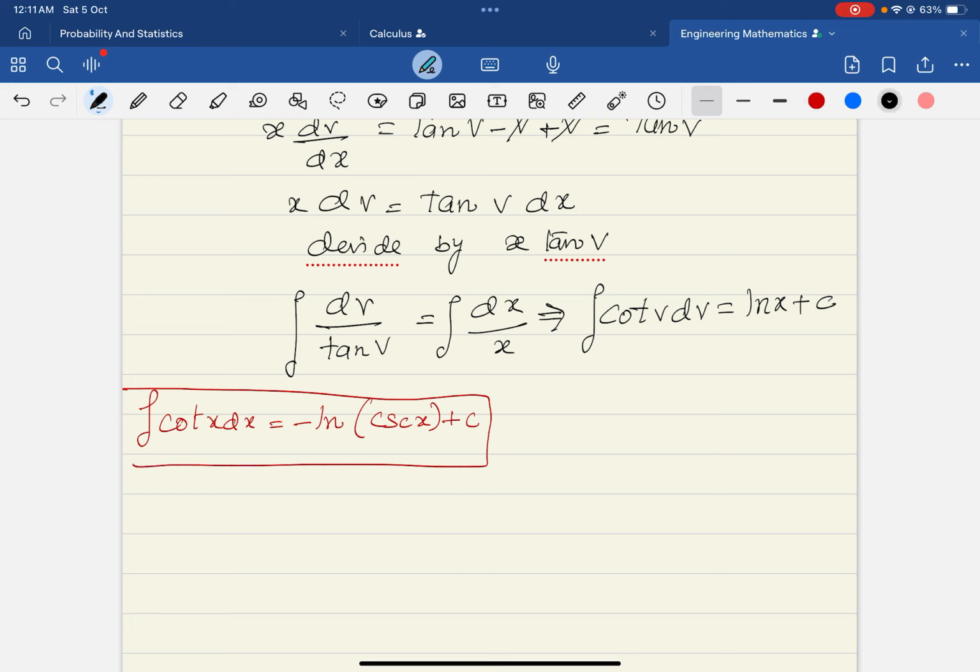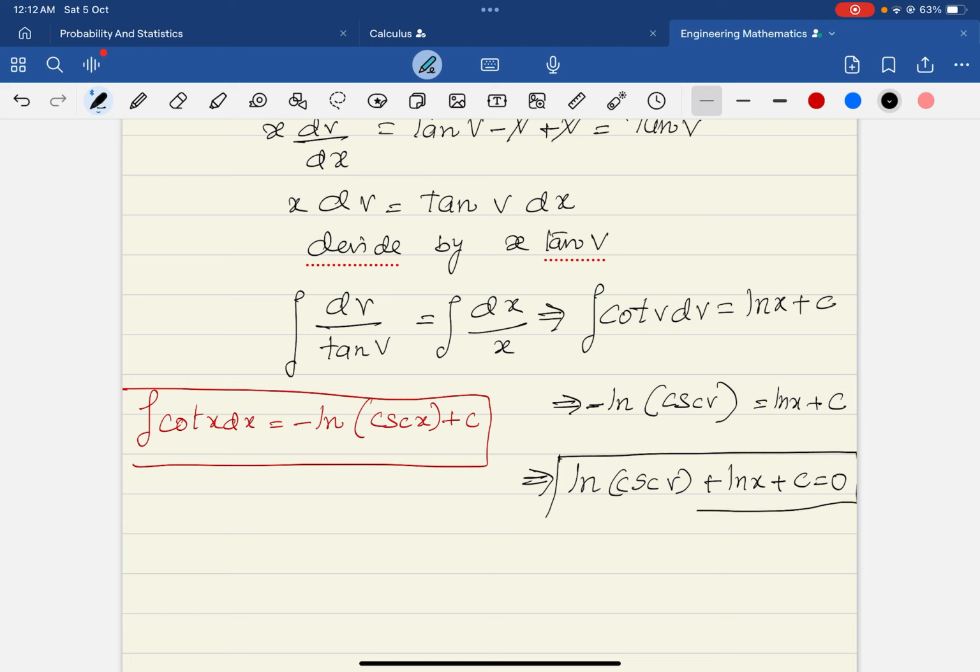So we do now, integral cot v is minus ln of cosecant v is equal to ln x plus the constant. So this is the solution. Minus ln of cosecant v. So you can even write ln of cosecant v on the other side. So ln of cosecant v plus ln x plus c is equal to 0. So with this, we have finished the solution for the homogeneous differential equation of the one more problem also.